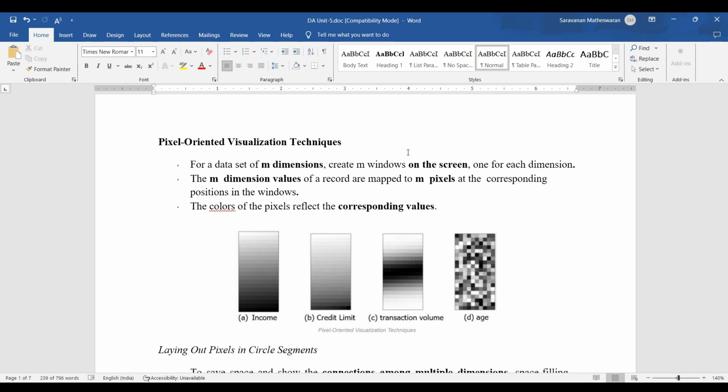Here are some examples. Income: those having the highest incomes are given by dark colors, and those having the lowest incomes are given by light colors. Credit card limit: the highest credit card limits are given the highest value, and the lowest come at the other end. Also transaction volume: those with more transactions get the color coding. And age: the youngest ages are given by white colors, and the older ages are represented by dark colors.